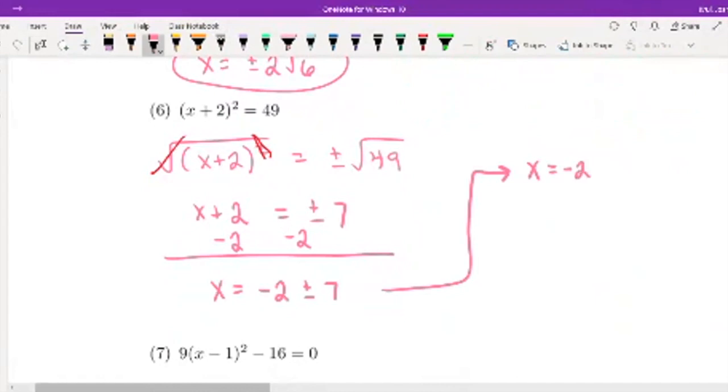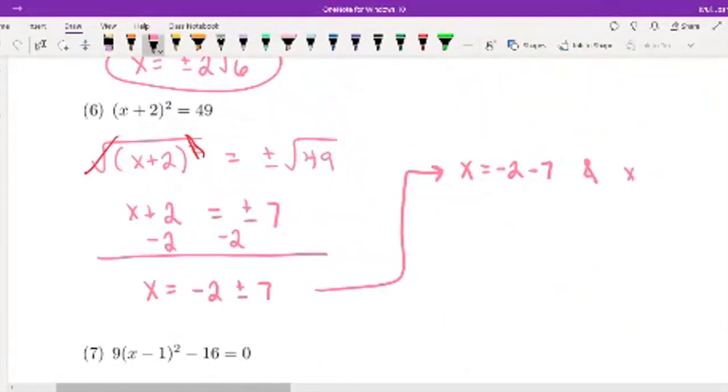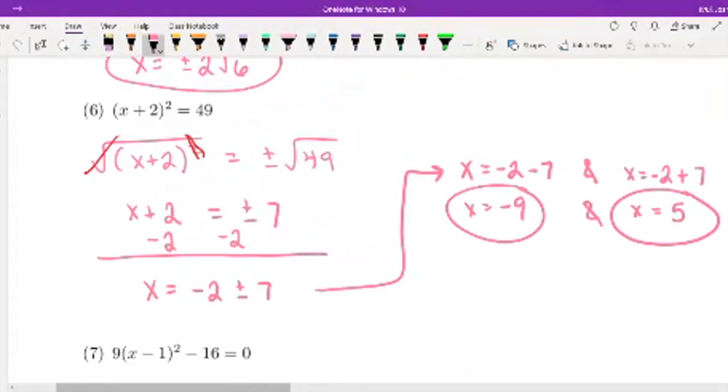So that's negative 2 minus 7, but at the same time is negative 2 plus 7. Negative 2 minus 7 is negative 9, and negative 2 plus 7 is positive 5. So we have two answers.